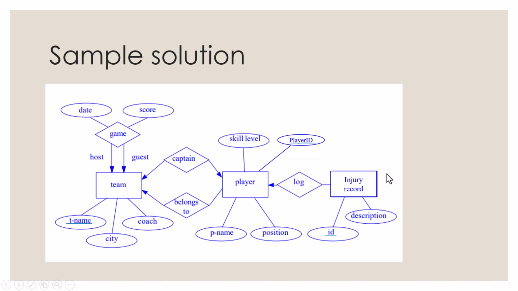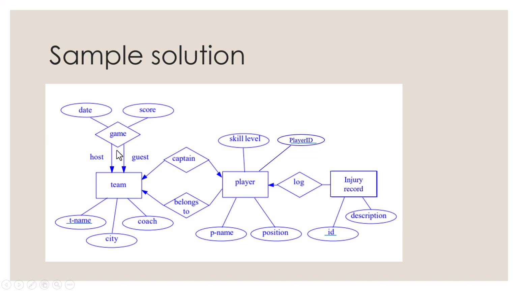And then here we have the injury record. Each injury record has to do with exactly one player because even if two players were involved in the same accident or injury, they are going to have different injuries, right? So that's why we have the arrow going into player. Each injury record has to do with one player, but a player can have many different injuries. And we have the injury ID and the description of the injury.